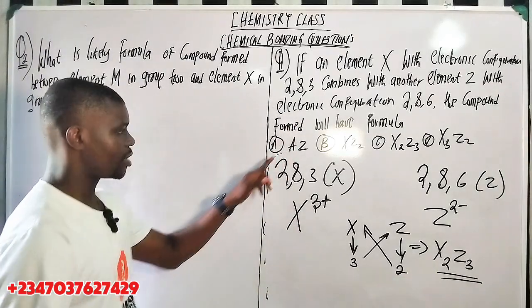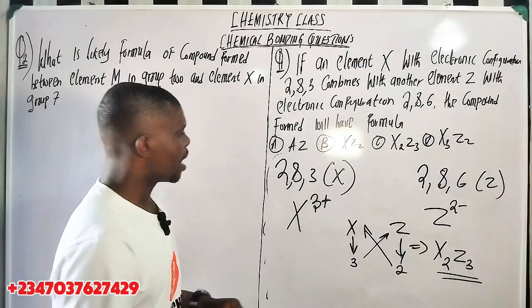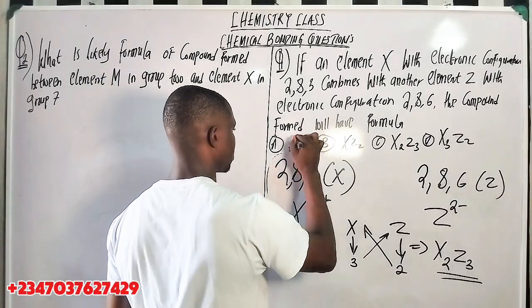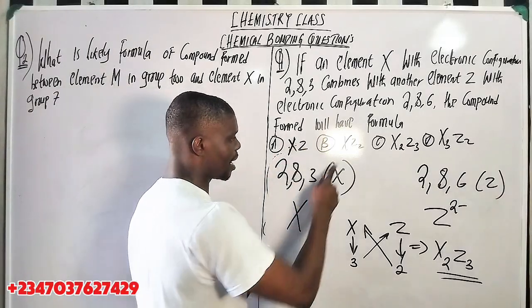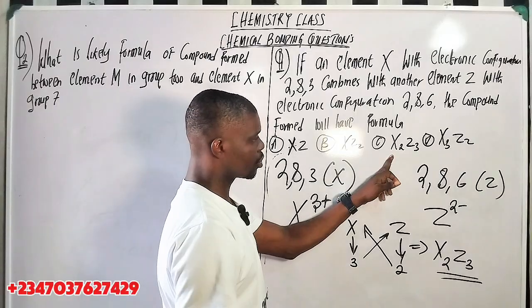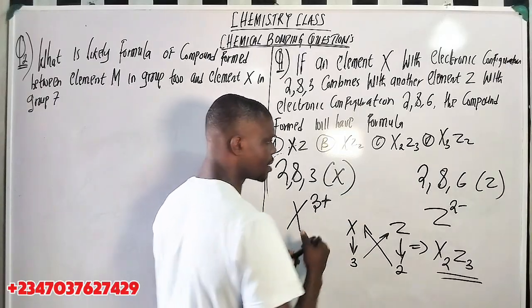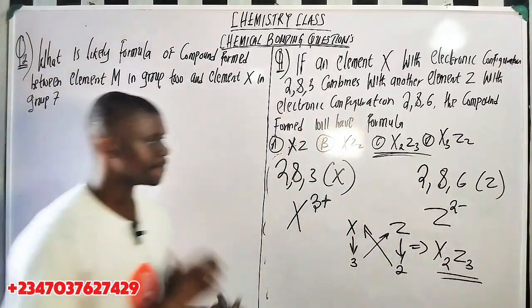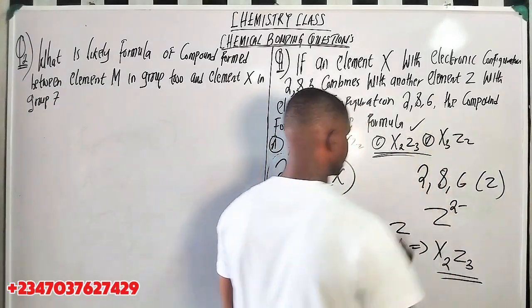So what is the answer? They say XZ. XZ, no, that is not the answer. XZ2, no. Here we have X2Z3. C is the answer. So this is not the answer.